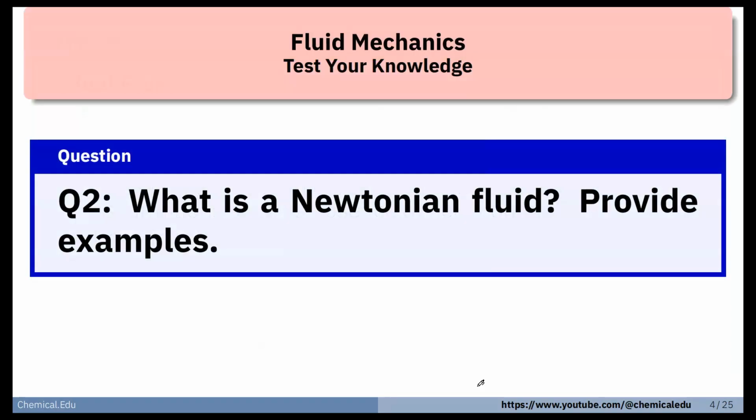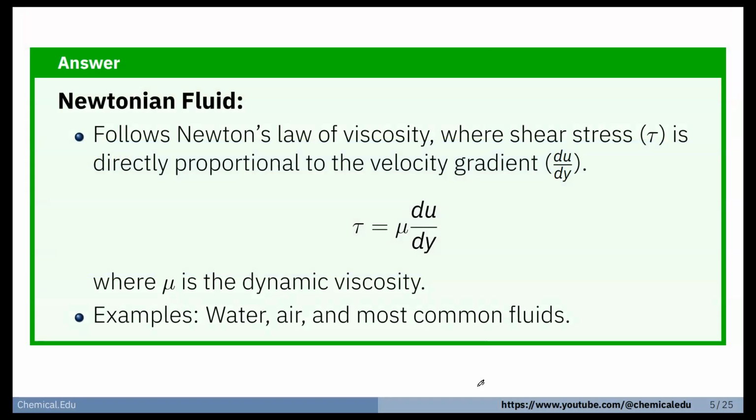Next question, what is a Newtonian fluid? Provide examples. A Newtonian fluid follows Newton's law of viscosity, where shear stress is directly proportional to the velocity gradient du by dy. So tau is equal to mu du by dy, where mu is the dynamic viscosity. Example: water, air and most common fluids.